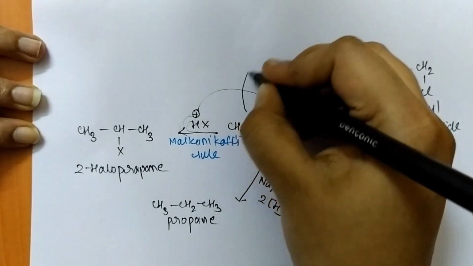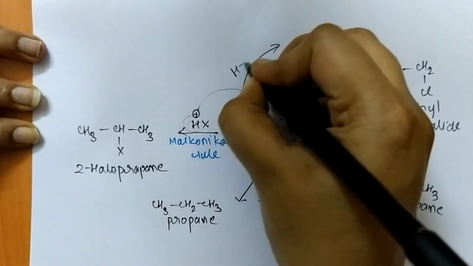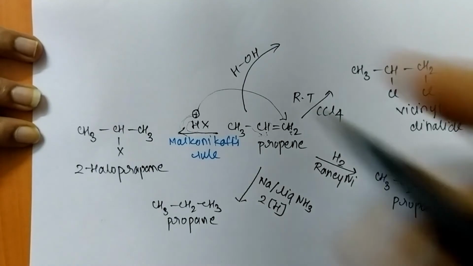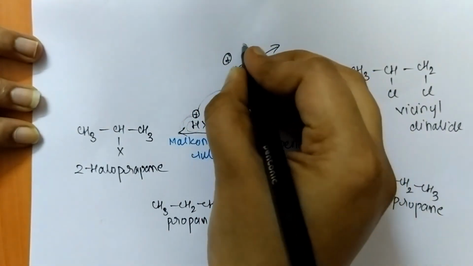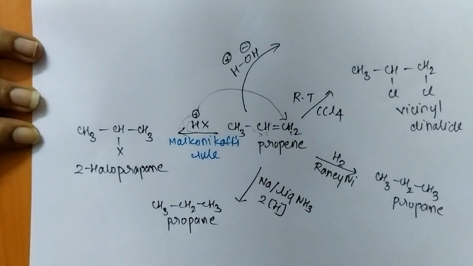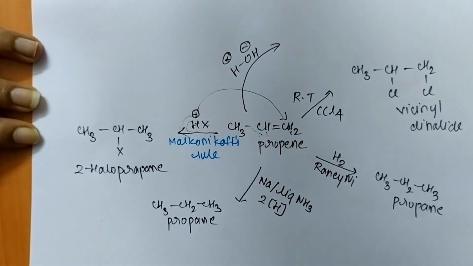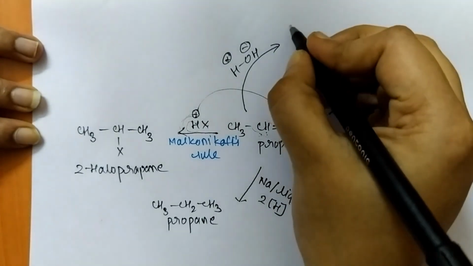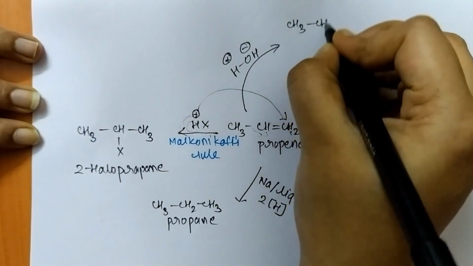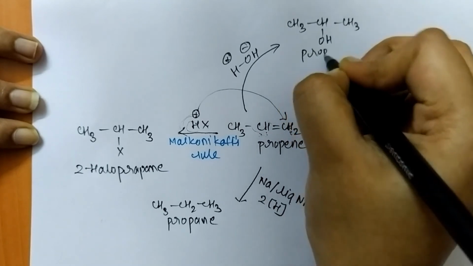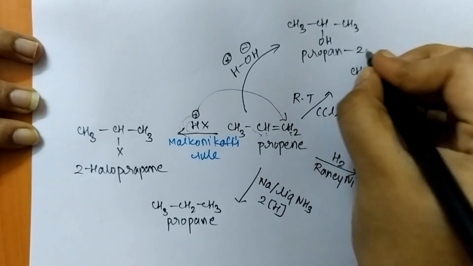Now our next reaction is in the presence of water. So I'll write water, that is a hydration reaction. Now in this hydration reaction we use Markovnikov's rule, because here we have the positive part and this is the negative part. So definitely we are going to get an alcohol. So that is going to be propan-2-ol. This is called propan-2-ol.